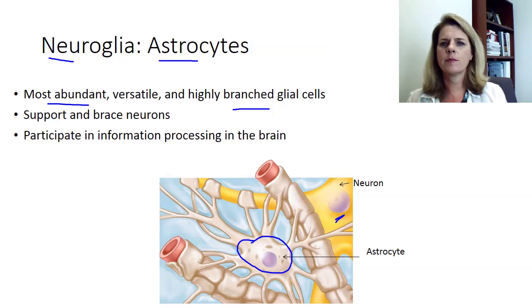And I like to call them scaffold cells. So they're support and brace. So they kind of give structure to the nervous system. There is some thought they participate in some information processing in the brain, so they may help the brain with integration. But they're mostly just scaffold. They just kind of hold everything in place.